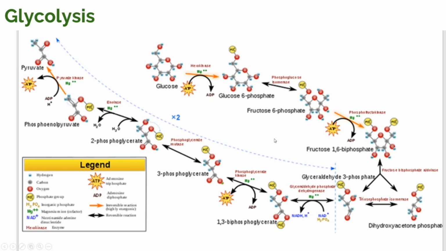Let's talk about how that happens. In this diagram, we're going to focus on the carbons, and it's kind of hard to see, but the carbons are these gray molecules here.